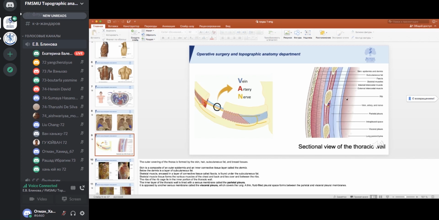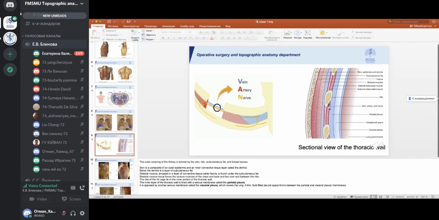The practical meaning of this space: you should use this knowledge during puncture of the pleural cavity. Always make the puncture of the pleural cavity along the superior margin of the rib to prevent damaging the nerve, artery and vein, which are located on the lower margin of the rib.